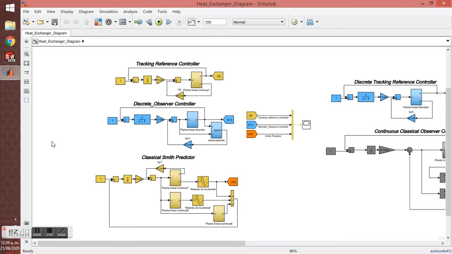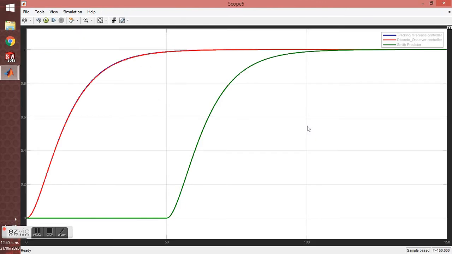Smith predictor in Simulink. For this part, we have also developed classic observers in order to make comparisons between these different types of controllers. Here we have the first comparison among the Smith predictor, the tracking reference controller, and a discrete observer controller. Here we can see the graphical response of the comparison made together with the Smith predictor as follows. We have the tracking reference controller in blue, the discrete observer controller in red, and also a Smith predictor with a delay of 50 seconds.